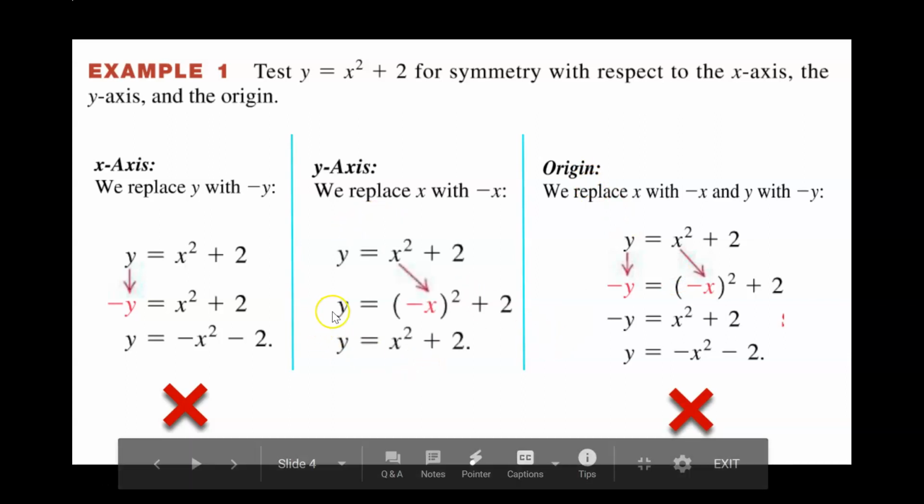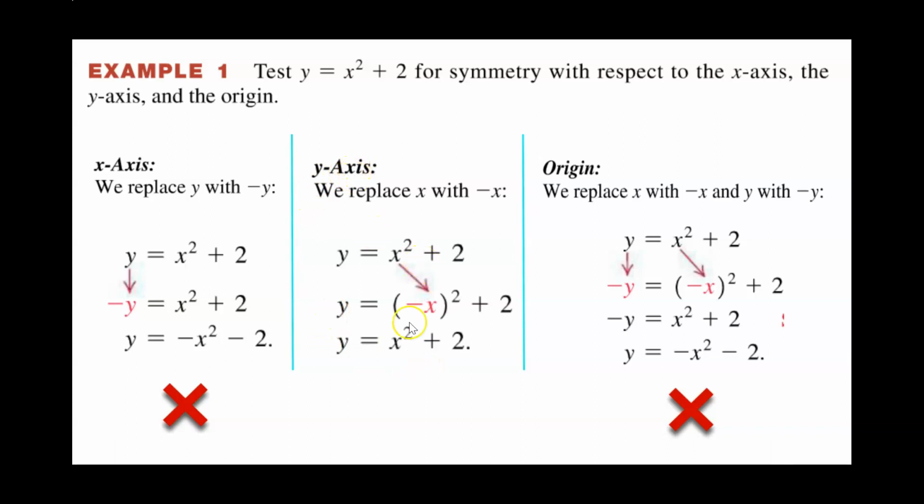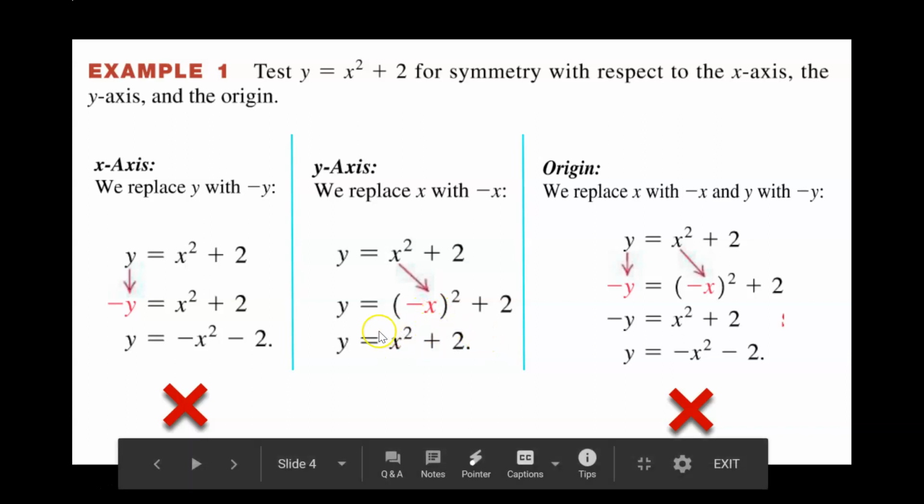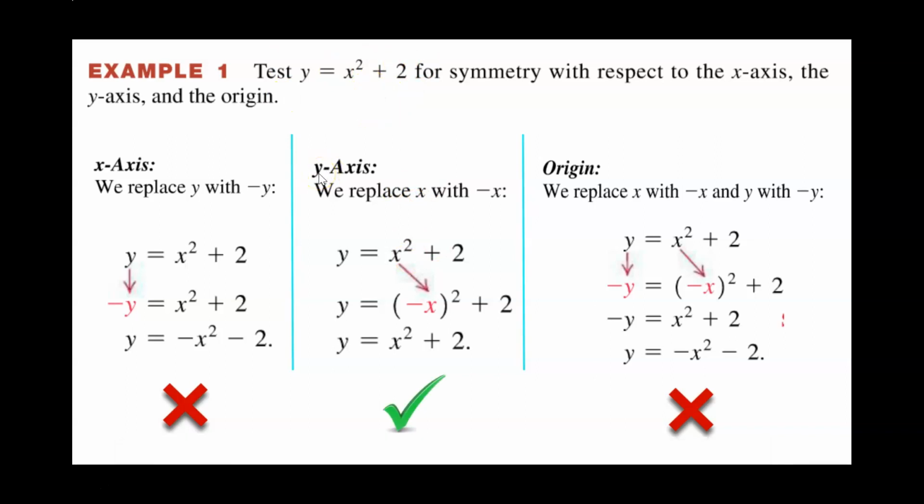If I do the y-axis this time, I replace this x with a negative, because remember, for the y-axis, we have to replace the x with a negative. I square it. A negative x times a negative x gives you a positive x squared. This one looks exactly like the original equation. So that's why for this particular equation, it's symmetric to the y-axis.